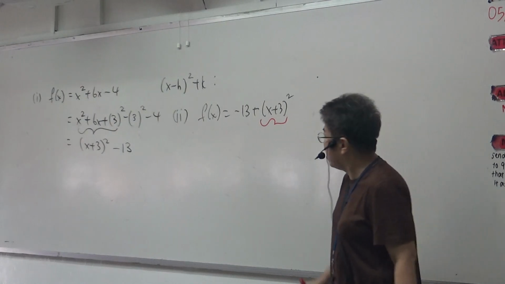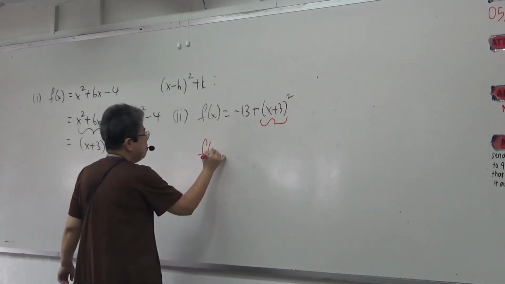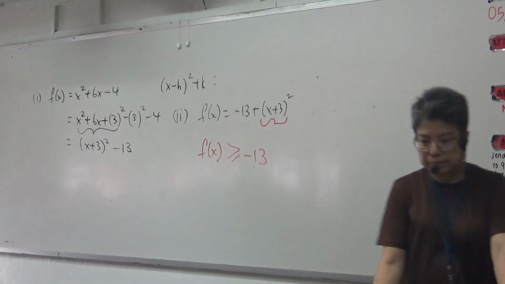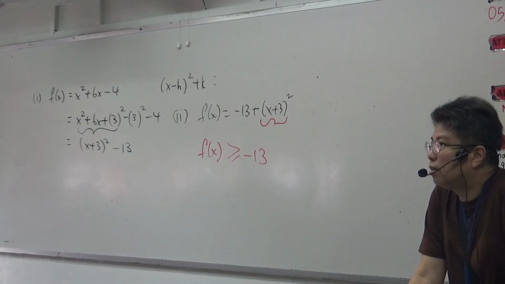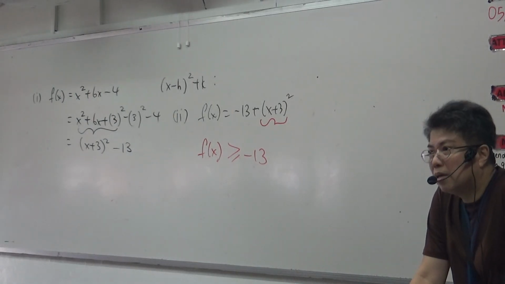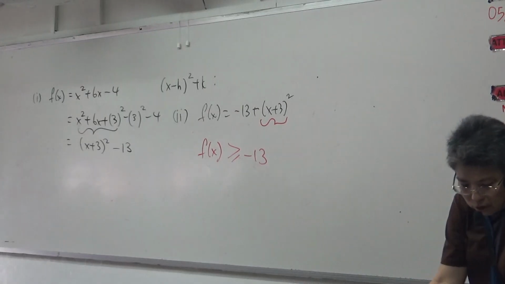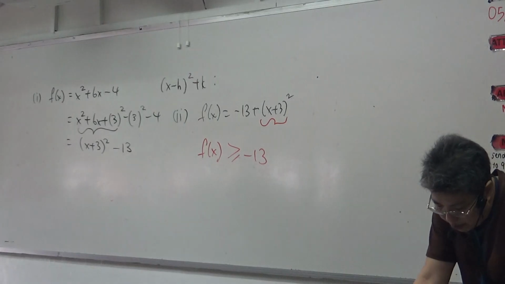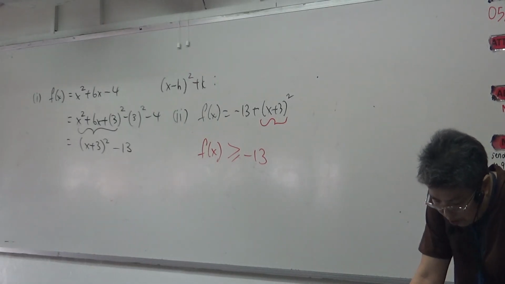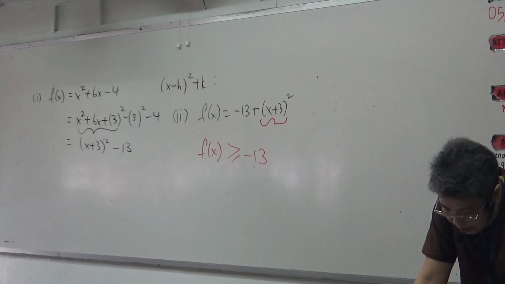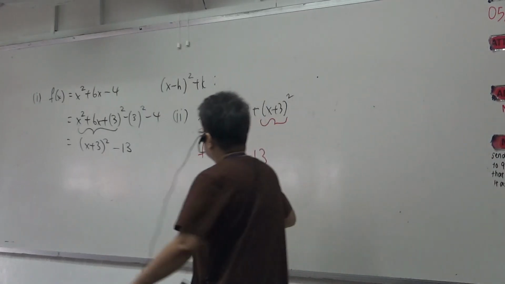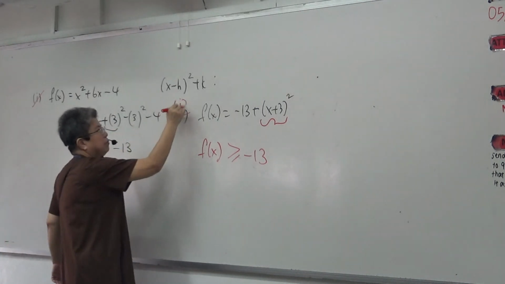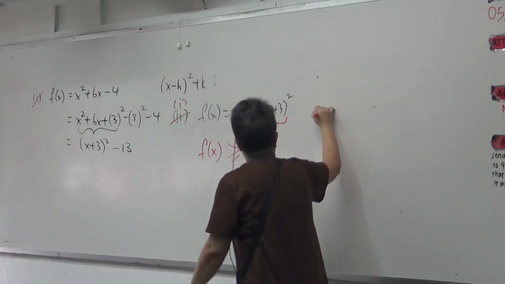Agree or not? Okay, so the minimum value for f(x) must be negative 13, right? Correct? Okay, good. Now, look at the last part. This one is important. I've already done it in the other method. Sorry, this is part 1. The minimum value of f(x). What's the minimum value of f(x)?